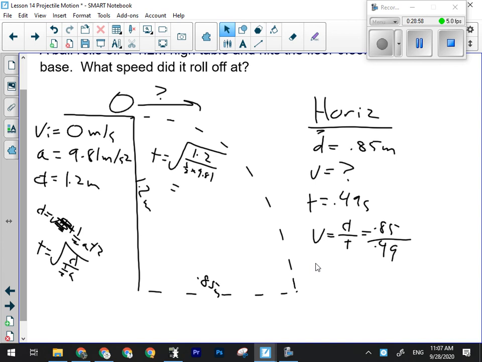All of these horizontal ones work the same. There are only going to be three things you'd be asked for with a horizontally projected projectile: horizontal speed, vertical distance, or horizontal distance. You're always going to have to calculate time in order to calculate any one of those things.